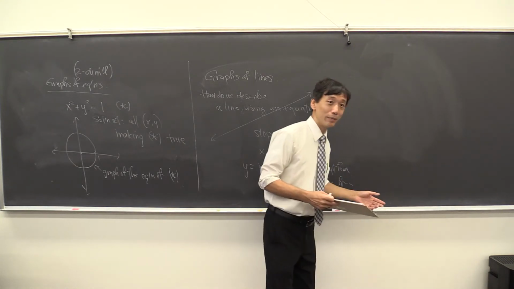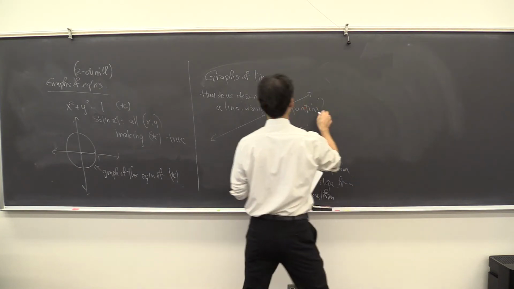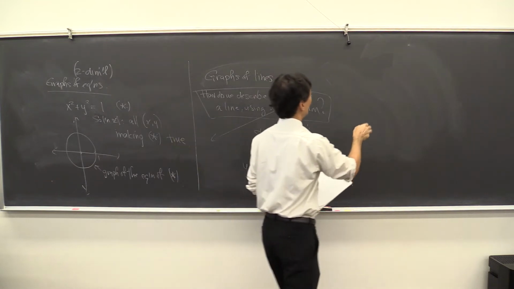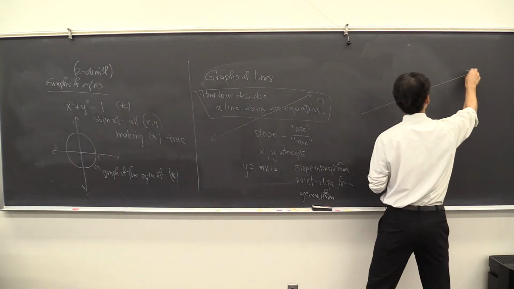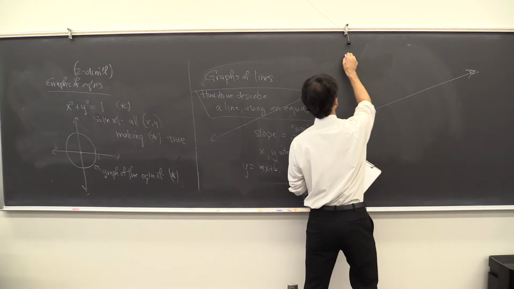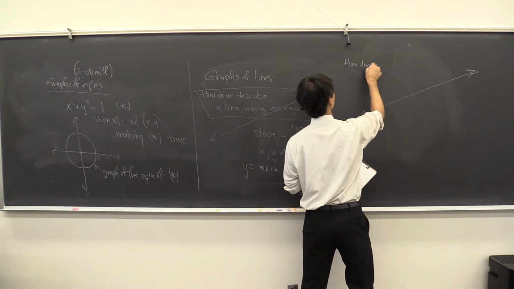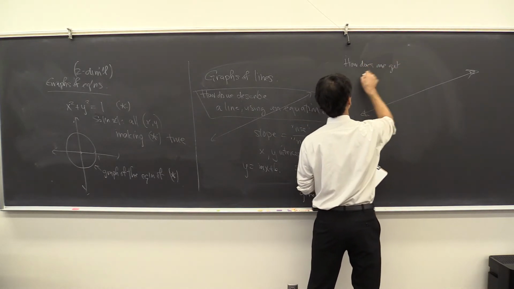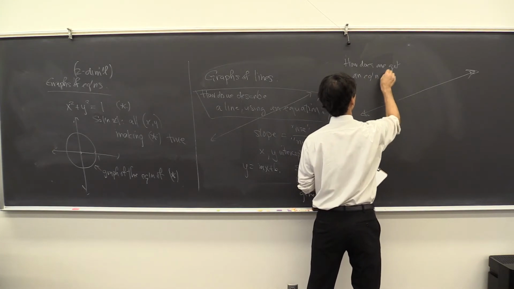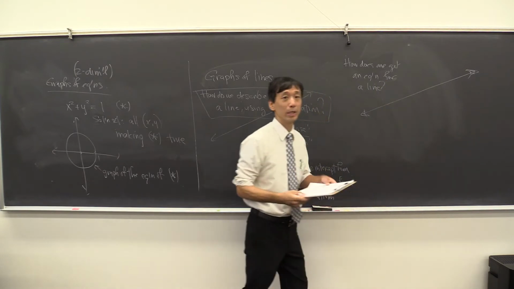let me see if I can talk about this question: how do you describe a line using an equation? Right. So here's one way you might think about it. How does one get an equation for a line?